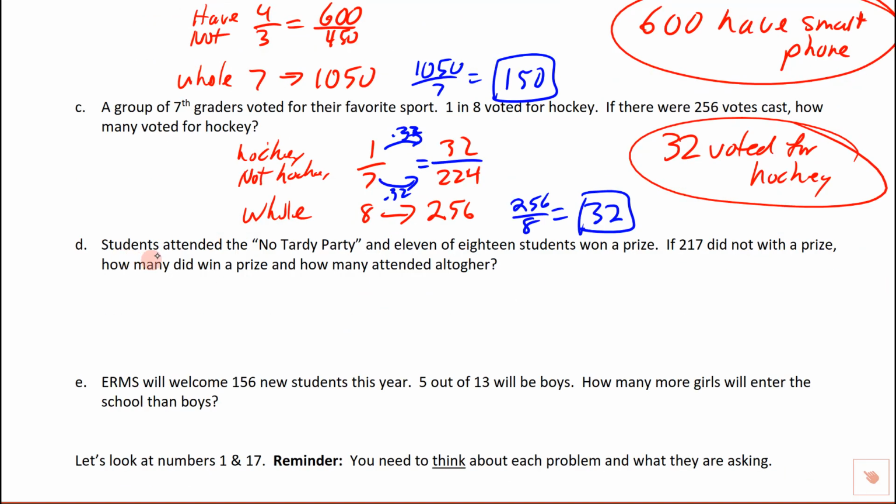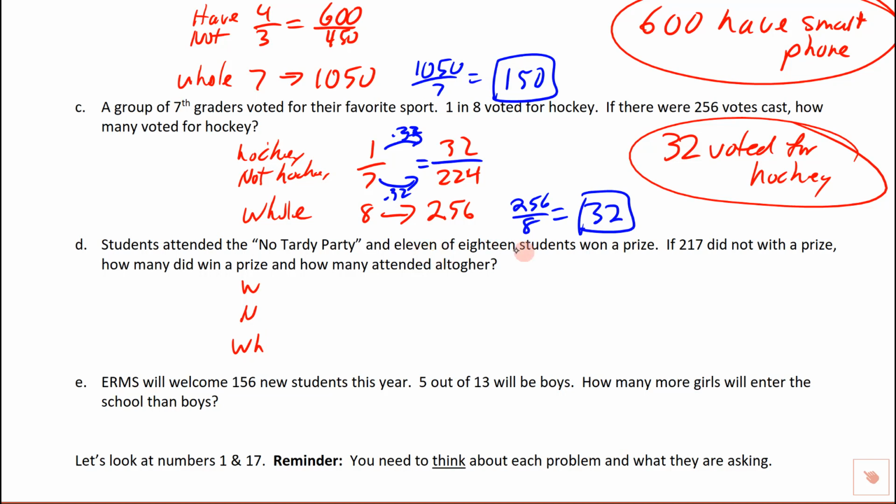So on D, students attended the No Tardy Party and 11 of 18 students won a prize. So it looks like more than half of them won a prize. If 217 did not win a prize, how many did win a prize and how many attended altogether? So there are actually 2 parts that we need to answer right here. So let's go through and set this up. So we've got 11 out of 18 students won a prize. So let's do W for won a prize. And then let's say N for did not win a prize. And then I'm going to do WH here for the whole.